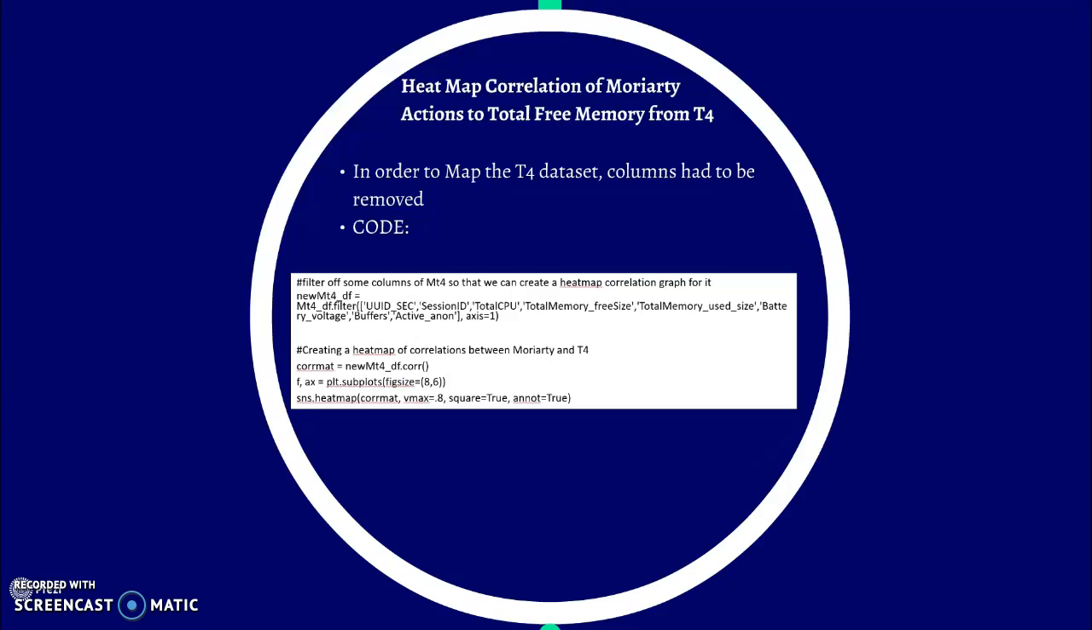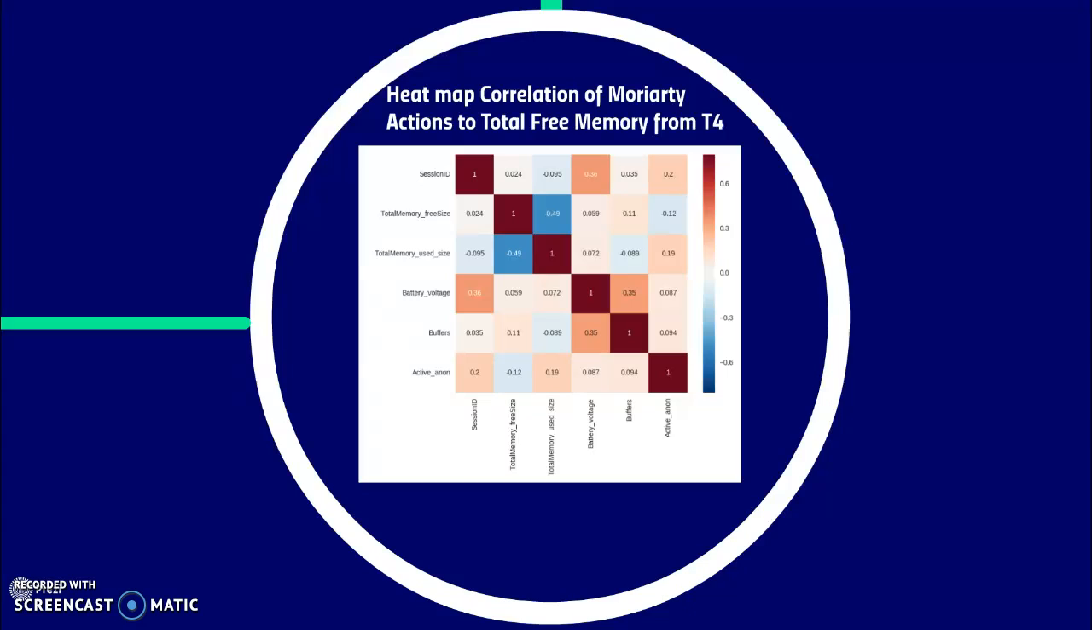Heat map correlation of Moriarty actions to total free memory from T4. In order to map the T4 dataset, columns had to be removed. Here's the code that we used to remove the columns. We had to filter off some of the columns of T4 so that we could create the heat map. Here's the heat map correlation. You have session ID, total memory used, battery voltage, buffers, and active anon.